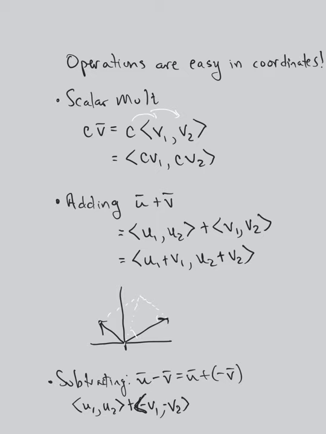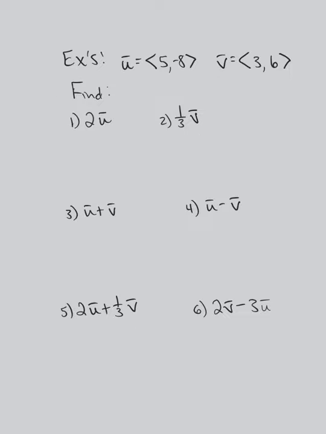So what am I going to get here? I'm going to abbreviate this, but I'm going to have u1 plus negative v1, but that's just a subtraction. Whenever you're subtracting vectors, you just subtract corresponding coordinates. So the operations are actually very straightforward once you have coordinates. Here are some basic examples to make sure we have those. Let's say u is the vector 5, -8, and v is the vector 3, 6.